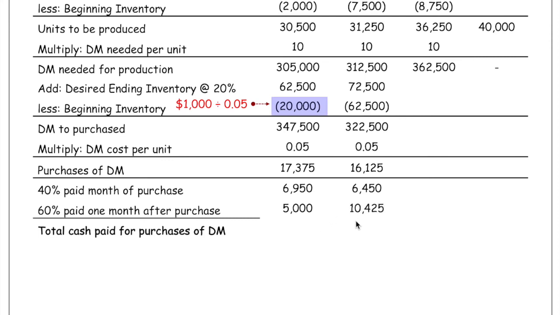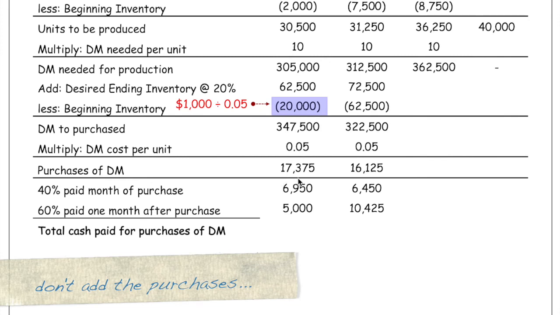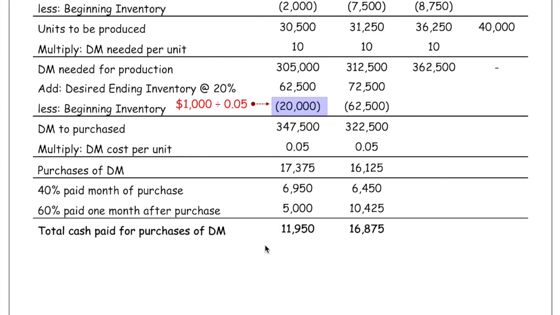So now that we've calculated all that, we can calculate the total cash that is paid for the purchases of DM. So when we're adding these up, make sure you don't add the purchases, only add the cash that is actually going out. So our total cash disbursements for the purchases of DM would be $11,950 in January and $16,875 for the month of February.